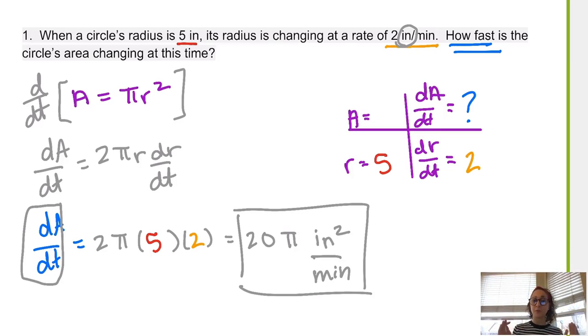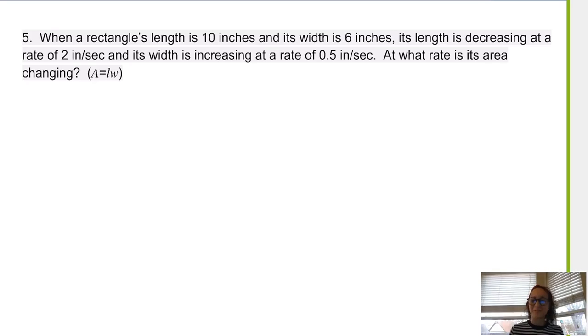We're freeze framing right when the circle's radius is 5, okay? So it's really, really important here that you do not plug in these numbers until after you differentiate, because they're not constant, okay? So we cannot plug our values in here until after we've taken the derivative. We can only plug them in if they're stagnant. In other words, they don't move. All right, and first pause on your screen.